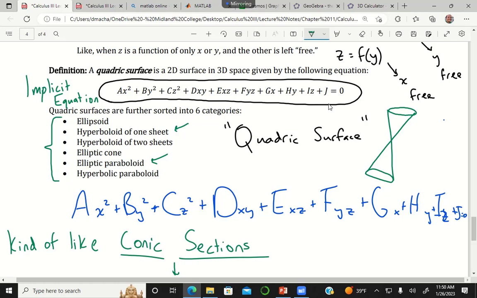And an ellipsoid doesn't represent a function because for any inputs x and y, there's actually two different outputs for z. And what we normally say in algebra for a function is a function can only have one output for a given input. And so like an ellipsoid does not represent a function, so it's not an explicitly defined surface.